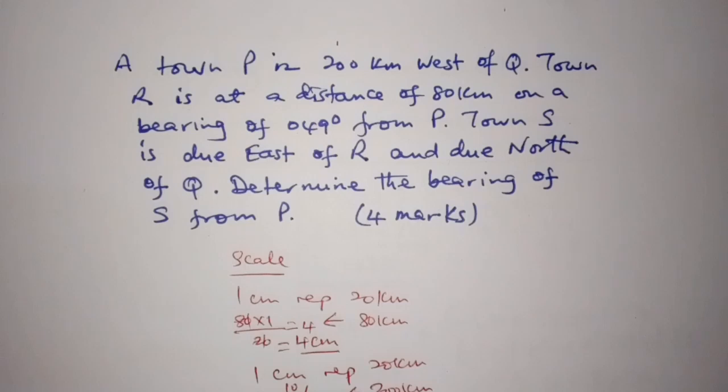A town P is 200 km west of Q. Town R is at a distance of 80 km on a bearing of 049 degrees from P. Town S is due east of R and due north of Q. Determine the bearing of S from P. 4 marks.